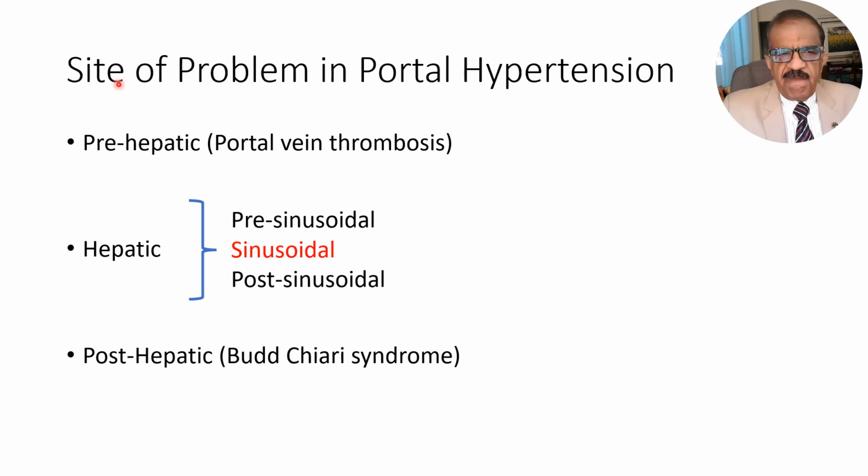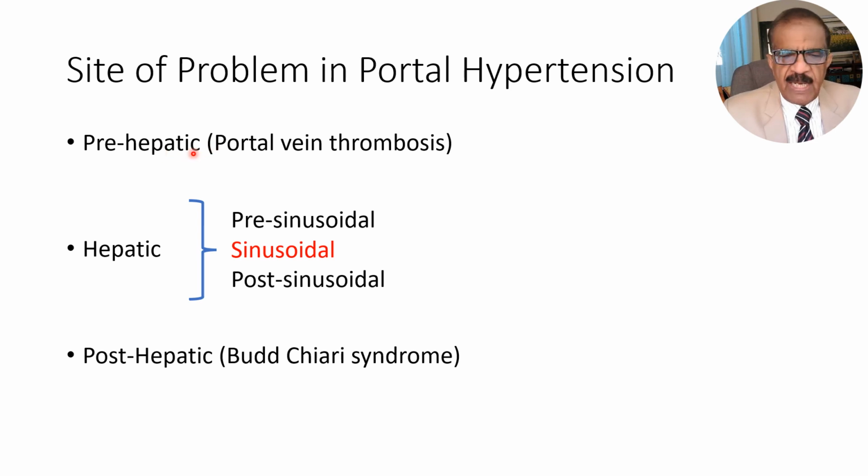So there are different sites where there could be a problem that could lead to development of portal hypertension. Now, of course, you could have pre-hepatic, a very uncommon condition, portal vein thrombosis. So this is actually independent of cirrhosis. Some unfortunate person can have venous thrombosis. Venous thrombosis can affect any vein, including the portal vein. So if that is the case, it will be pre-hepatic.